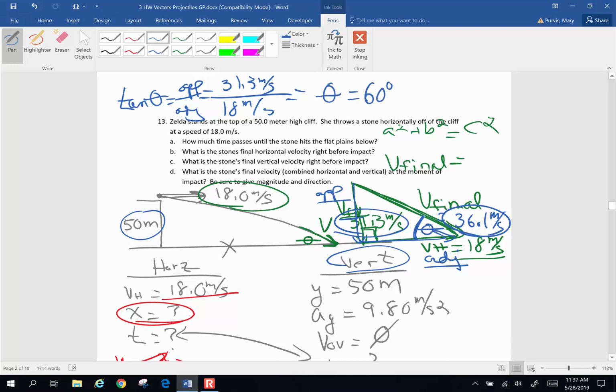And how do you say this 60 degrees? Because it doesn't have a compass heading. It's not north, south, east, and west. This is 60 degrees above horizontal. All right, that is a good problem and good preparation for our projectile lab.